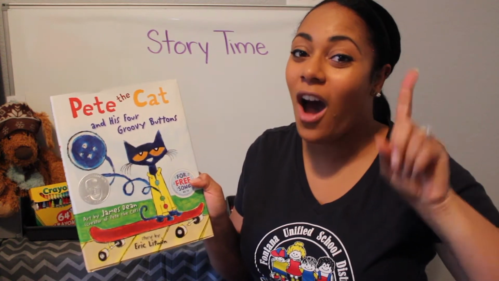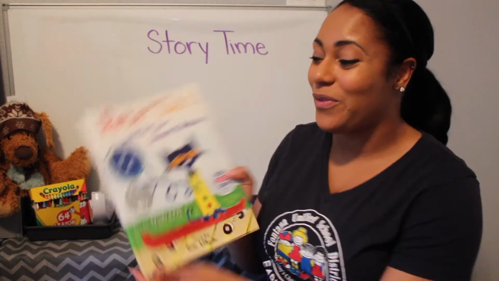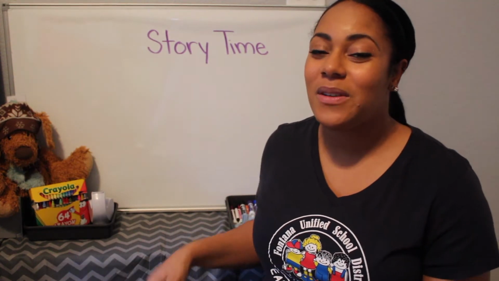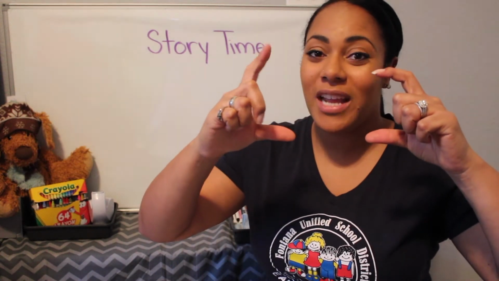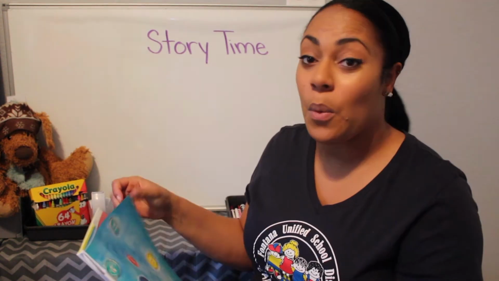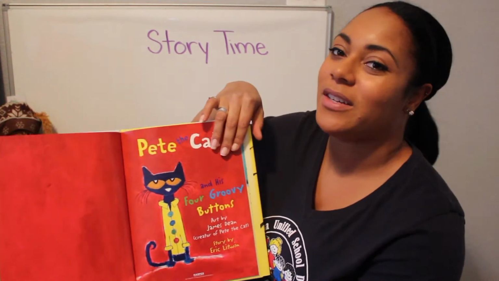One person is the author, and the other person is the illustrator. The author is the person that writes the words, and Eric is the author for this story. So Eric wrote the words. And then there's also someone known as the illustrator, and the illustrator creates the pictures, and the illustrator for this book is James.